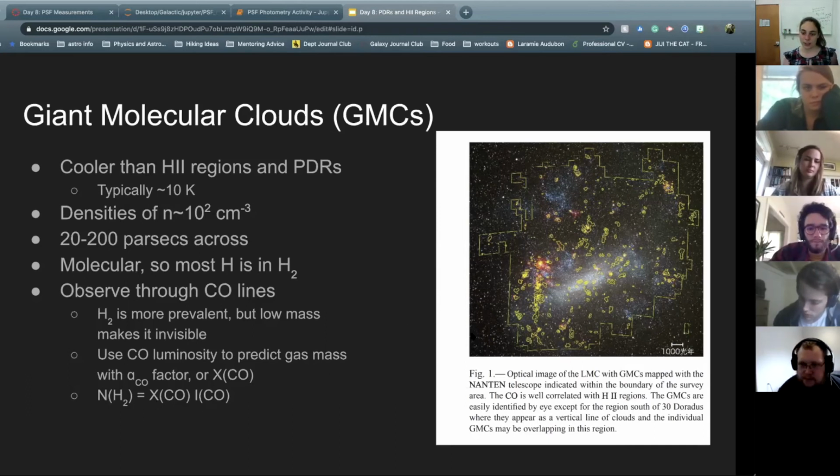Last thing, I just threw this image in because I thought it was cool, but this is the LMC in optical light with the locations of the GMCs mapped over as yellow points. They looked at the LMC in CO, and whenever things were bright enough, they said there must be a giant molecular cloud at that location, and they put a little contour down at that point. What we can see is that it's fairly well correlated with where the H II regions are. Brighter areas in the optical red are a sign that there's H alpha light, so there is an H II region in those areas.